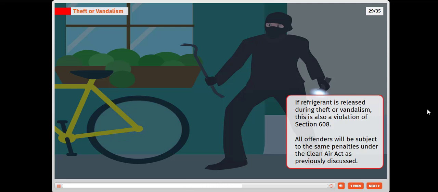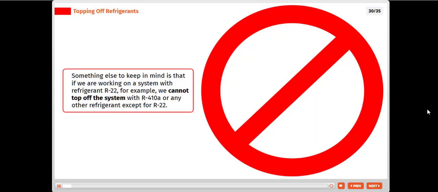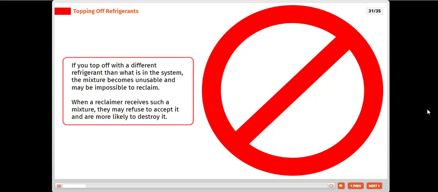Something else to keep in mind is that if we are working on a system with refrigerant R22, for example, we cannot top off the system with our 410A or any other refrigerant except for R22. If you top off with a different refrigerant than what is in the system, the mixture becomes unusable and may be impossible to reclaim. When a reclaimer receives such a mixture, they may refuse to accept it and are more likely to destroy it.